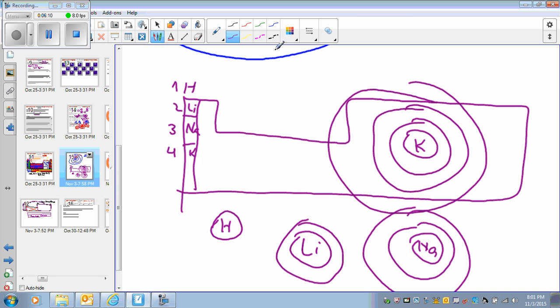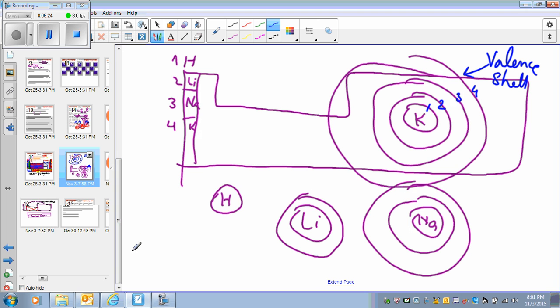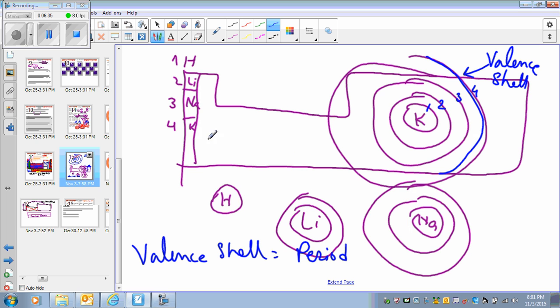And that also decides, let's say for potassium, 1, 2, 3, 4, that this fourth one is the valence shell. That means I can calculate the valence shell by the period number. Which one is the valence shell for any element can be found by the period number. And how many electrons it has in that outermost energy level, the valence electrons, can be taken from the group number. So the valence shell is by the period number and valence electrons are by the group number.